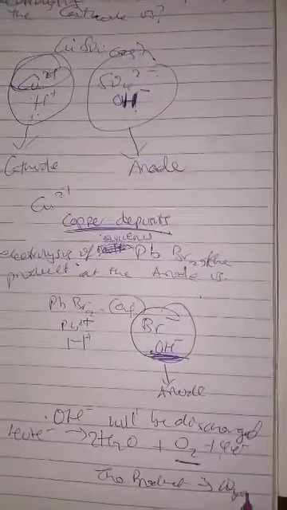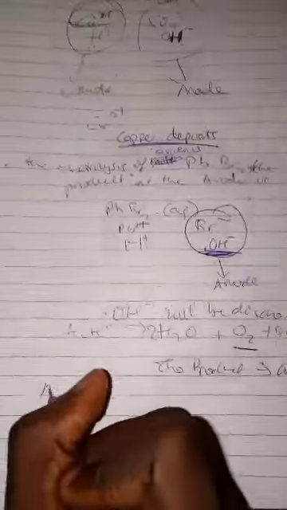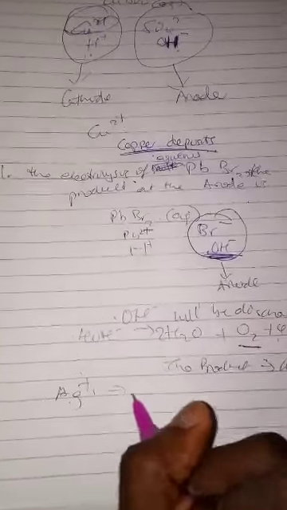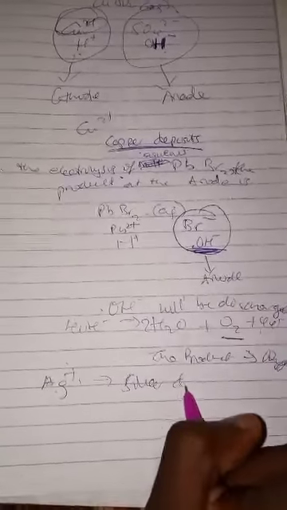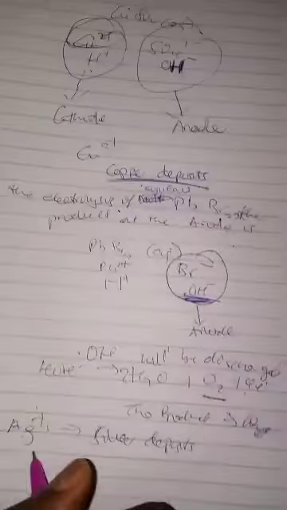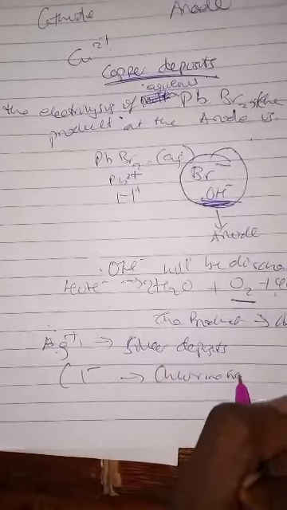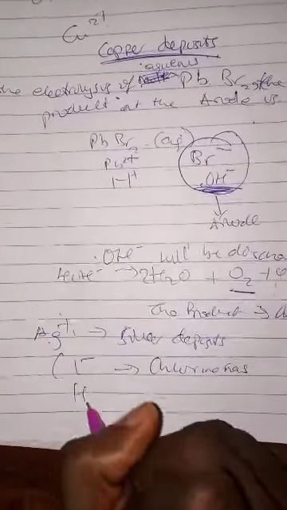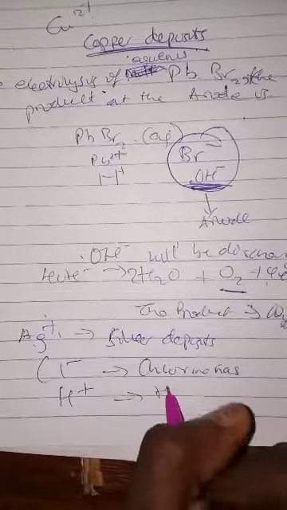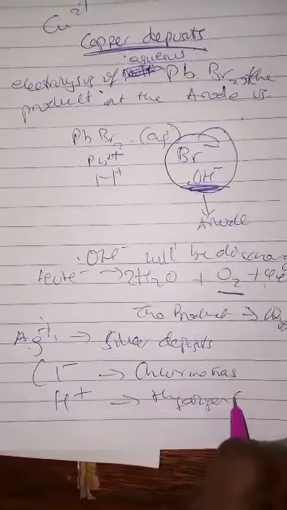Let me just give you the products. Let's say for instance we have Ag+. Ag+ is what? Silver ion. Then I ask what is the product formed? You write silver deposits. Let's say you have Cl-. What will be the product formed? You write chlorine gas. Are you getting it now? Let's say you have H+. What will be the product formed? Hydrogen gas. Are you getting it? So take note of that. Take note of that very well.